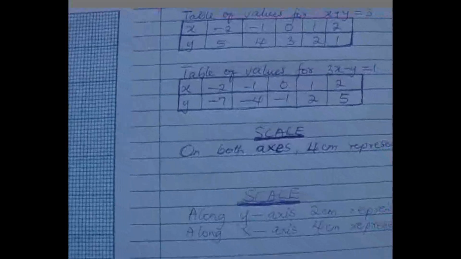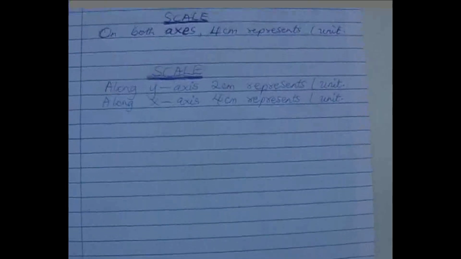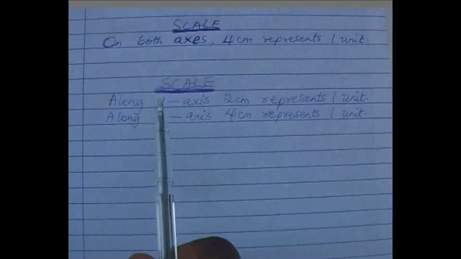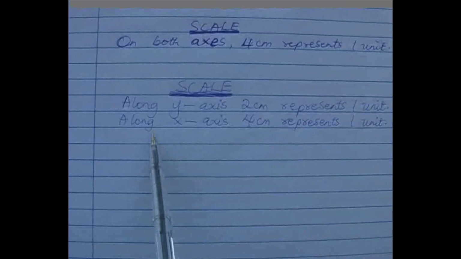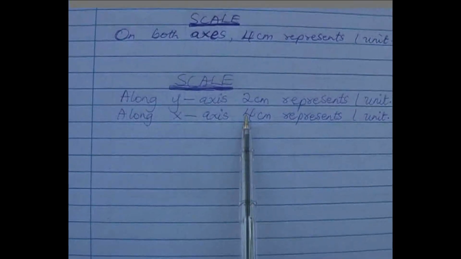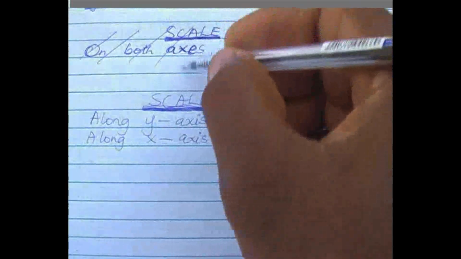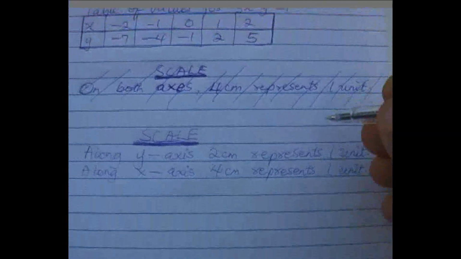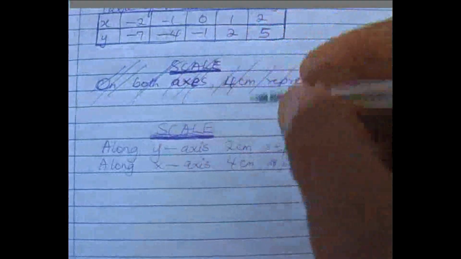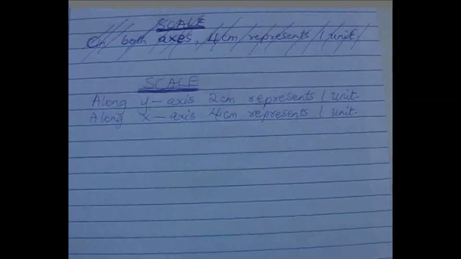So we are going to change the scale. You can see the second scale I have chosen now. Hope you can see it. Along y-axis, 2 cm now will represent 1 unit. It is only along x-axis that our former scale, 4 cm, will represent 1 unit. I know why I did it like that, so that you will understand that scale choosing has principles that guide it. So we are no more using this first scale. It is this second scale that we are using, that says along y-axis 2 cm represents 1 unit.